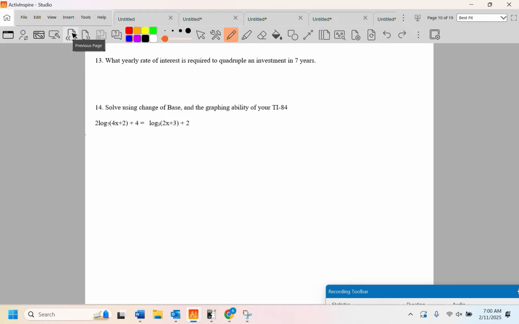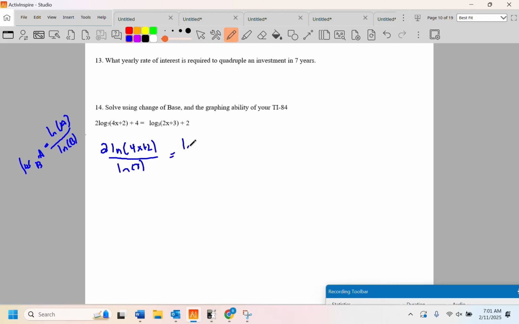Solve using change of base and the graphing ability of your TI-84. So do remember your change of base formulas. A logarithm base b of argument a is the natural log of a over the natural log of b. You got this 2 there. Okay, so we're just going to leave that up top. 2 ln of 4x plus 2 over the ln of 7. Don't move that 2 as an exponent. For some reason, the TI-84s don't do them right.